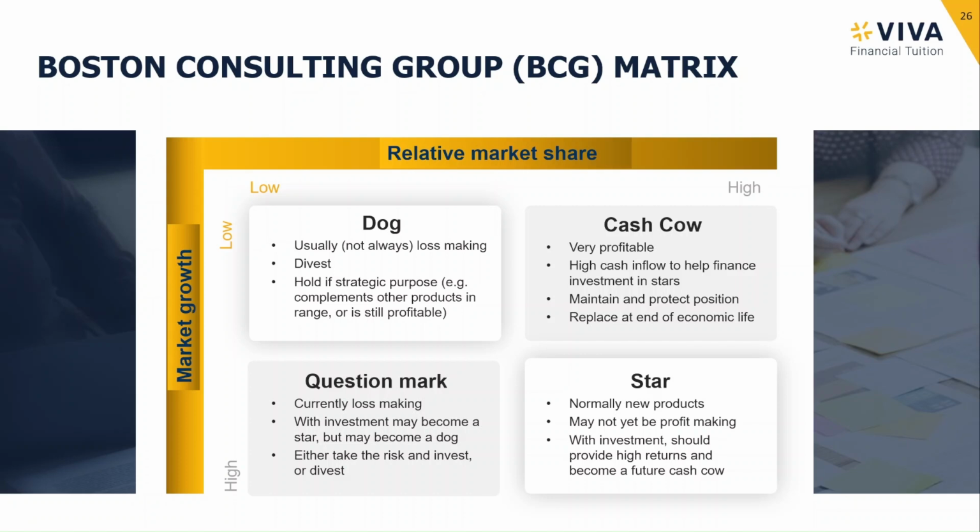So then next, if we go to the right, so we're looking at the bottom right now, we hope that our question marks turn into stars, and this is where we have a high market growth, so there's loads of new customers coming in, and we have a relatively high market share. So in fact we're the market leader because we're looking at relative market share, so it's us versus our closest competitor, so we're ahead of the pack.